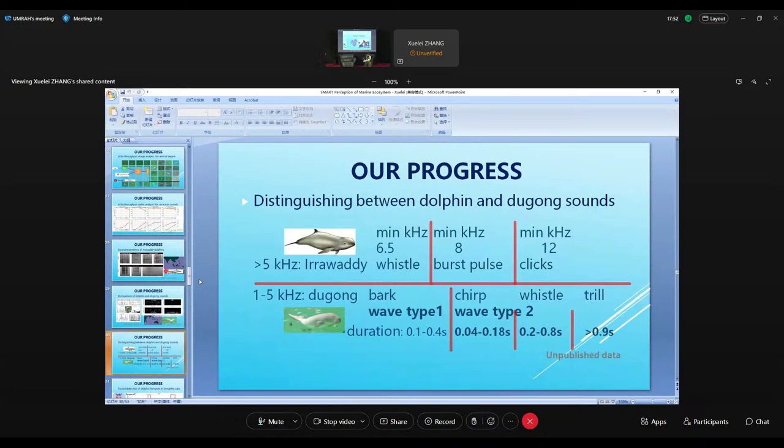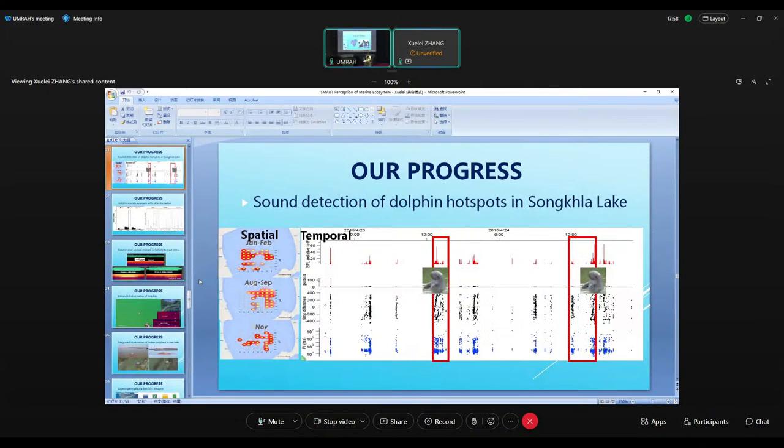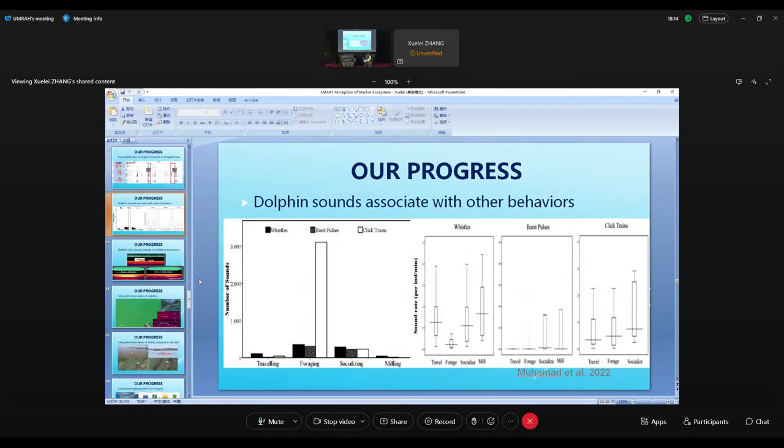And this is another case using the acoustic method to support our observation of the Solomon dolphins in the lagoon. And we use more acoustic study to associate their sounds with their behaviors, such as their response to the engine or boat chasing. And this is our case study.